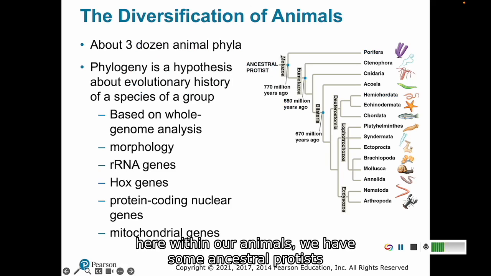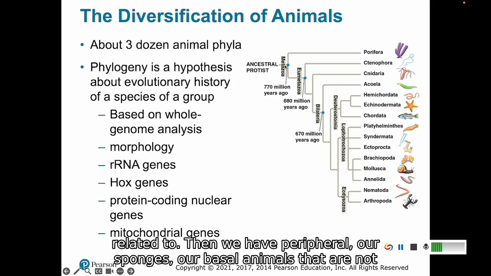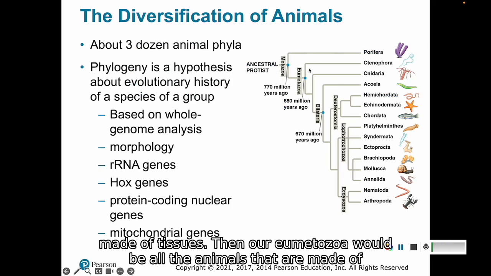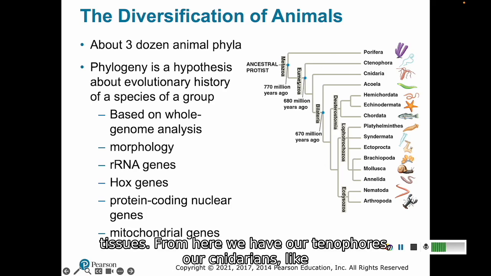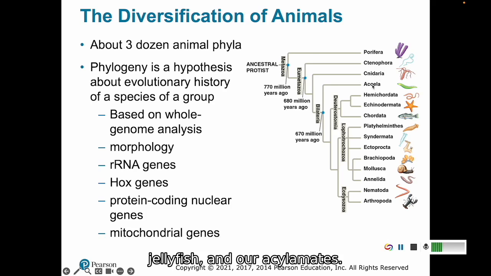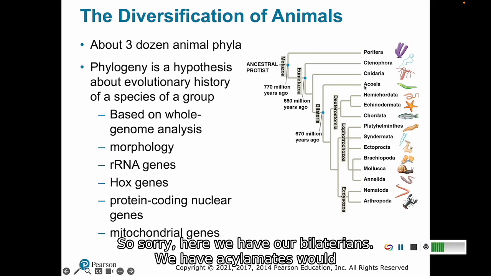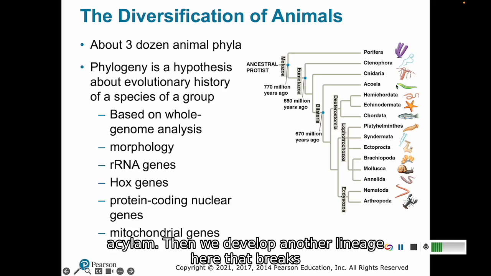Within our animals, we have some ancestral protists that all animals are related to. Then we have Porifera, our sponges, our basal animals that are not made of tissues. Then our Eumetazoa would be all the animals that are made of tissues. From here we have our ctenophores, our cnidarians, like jellyfish, and our acoelomates. So, here we have our bilaterians. Acoelomates would be the worms without a coelom.